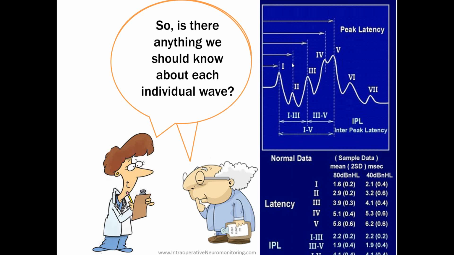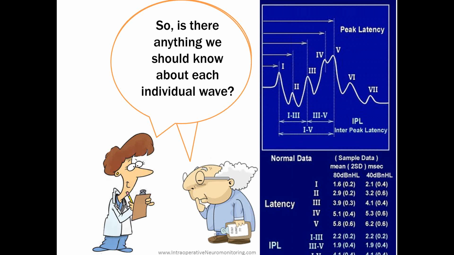Before we do that, let's look at the upper right corner. Here we have listed each wave 1, 2, 3, 4, and 5. We have what's called interpeak latencies. We typically use 1 to 3, 3 to 5, and 1 to 5. If we start to see a shift in latency, which we'll get into more with our alarm criteria, that is the most sensitive criteria for deficits that are happening in the auditory system.